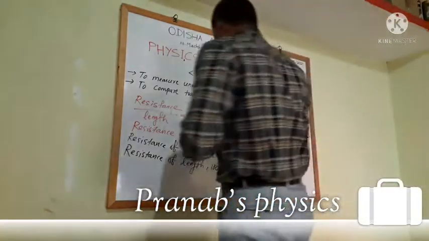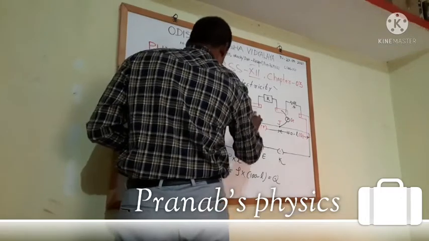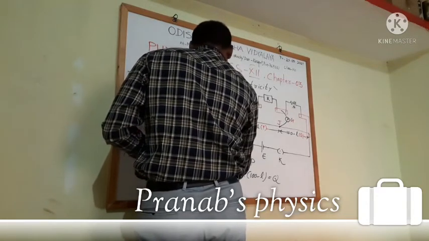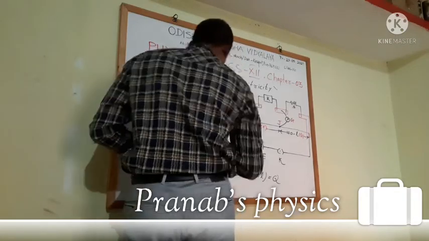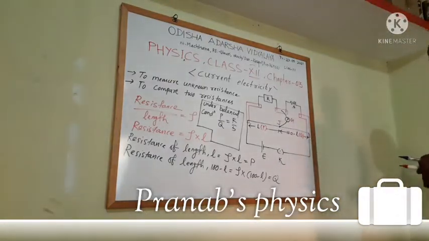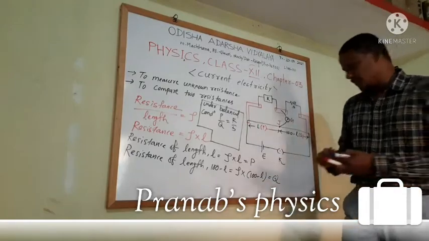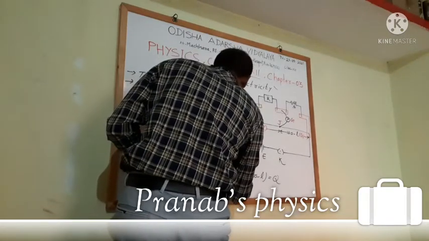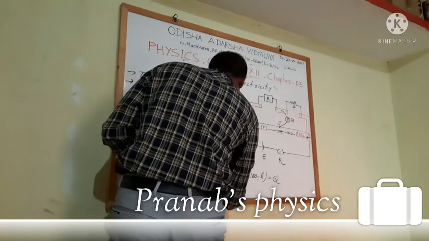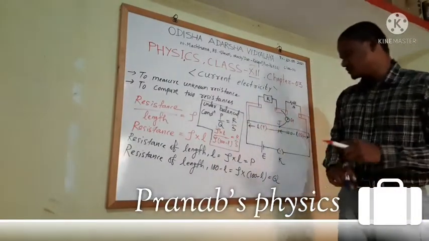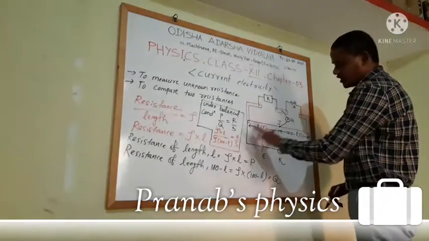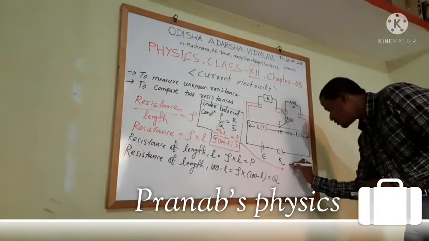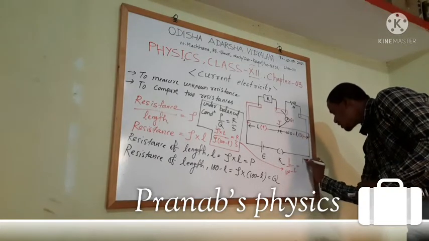Now under balance condition, you know P by Q is equal to R by S. So in case of P, we can write rho into L. In case of Q, we can write rho into 100 minus L, is equal to R by S. Here rho cancels. So the final expression will be L by 100 minus L is equal to R by S. Let me write this final expression here: L by 100 minus L is equal to R by S.